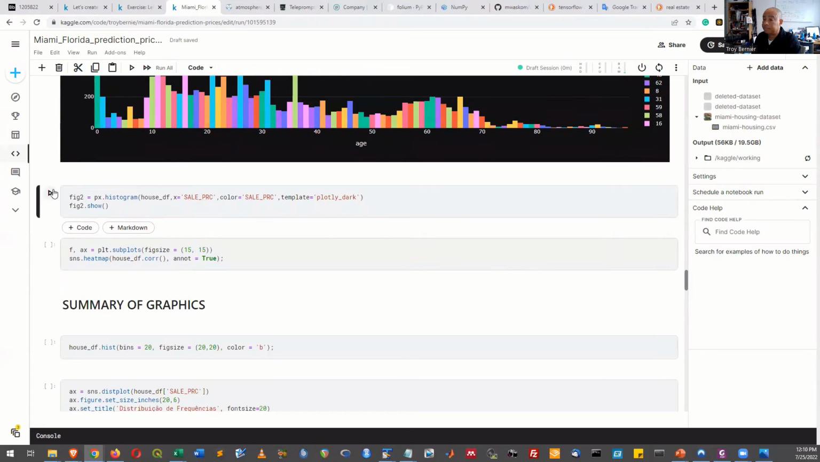Next one. Once again, histogram, looking at sale price. Is a big file.